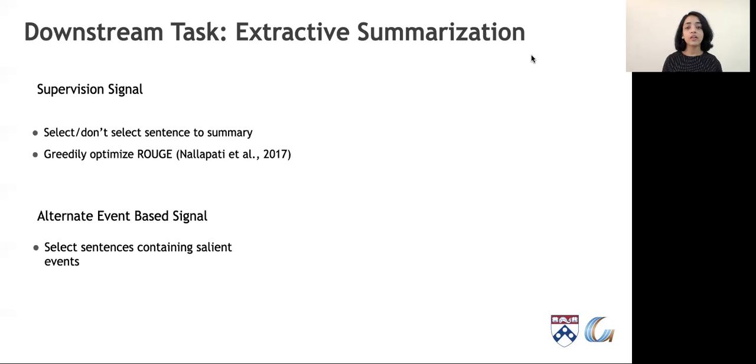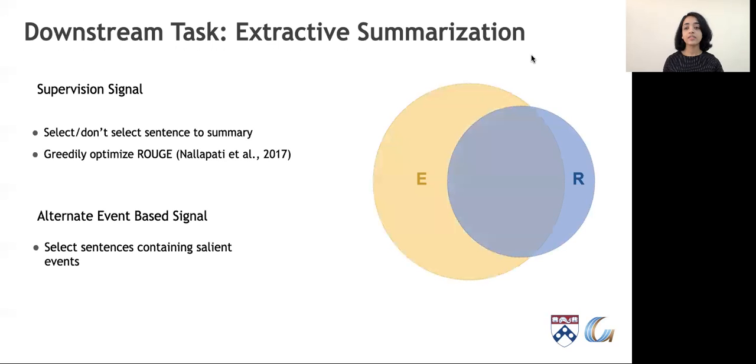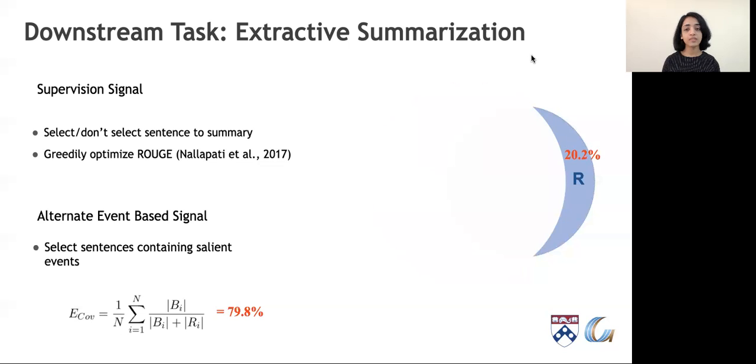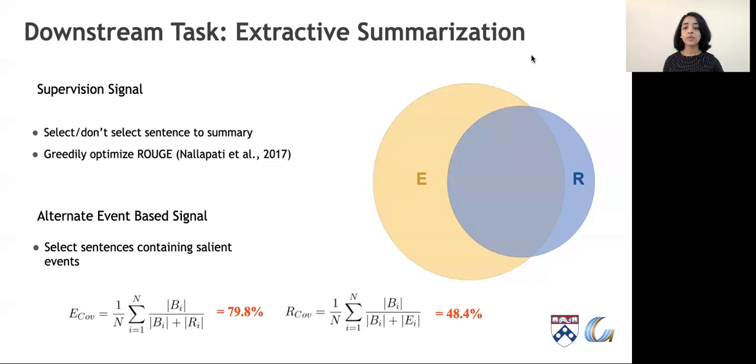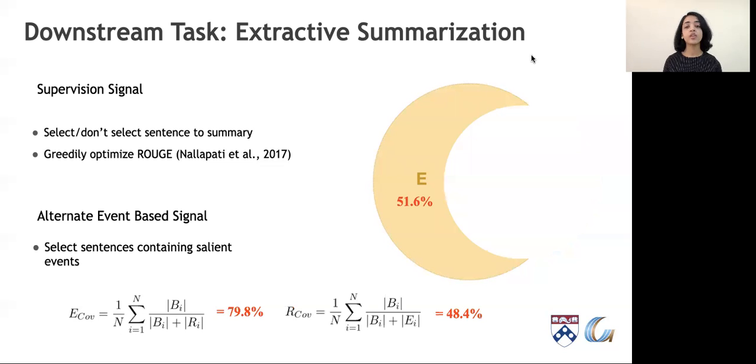To compare, we quantify the two labeling procedures. Here is the set of all the sentences selected by the Rouge-based oracle, and these are the sentences selected by the alternate proposal. Now, if we look at the mutual coverage, the event-based signal covers 80% of the sentences selected by the Rouge-based summary, whereas the Rouge-based summary only covers around 50% of the sentences, leaving a lot of the salience events behind.